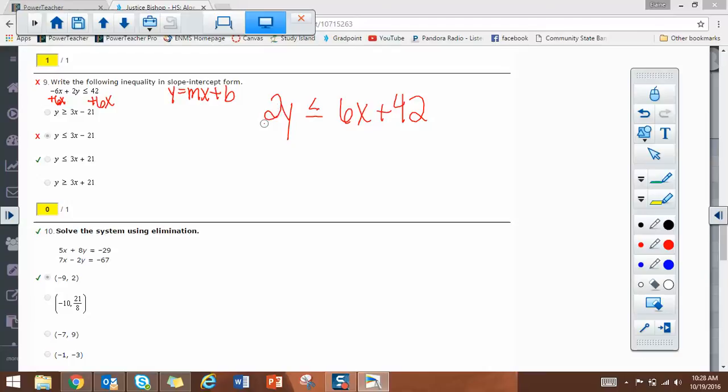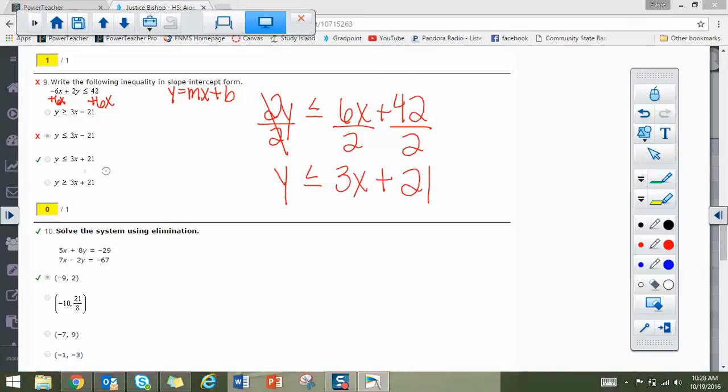Now we have to get rid of the 2 in front of the y. We do that by dividing everything by 2. Because we're dividing by a positive, we don't have to change our symbol, so it's still less than or equal to, and it's 3x plus 21.